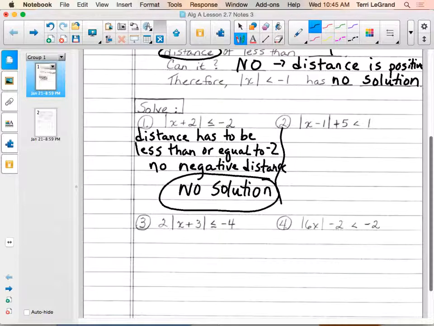And you're going to justify it like this, okay? Because we don't have to do any graphing today. Lots of times we're not going to do a whole lot of solving, so we're just going to have to make decisions based on what we see there. So we're going to write down something like we just did here. Distance has to be less than or equal to negative 2. There isn't such a thing as negative distance, so we're going to say no solution. Okay?